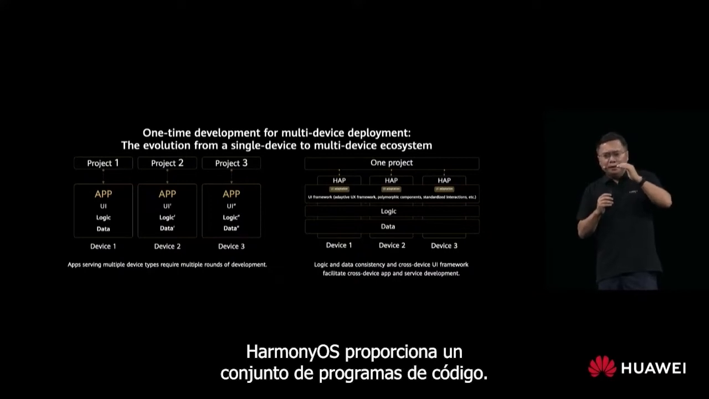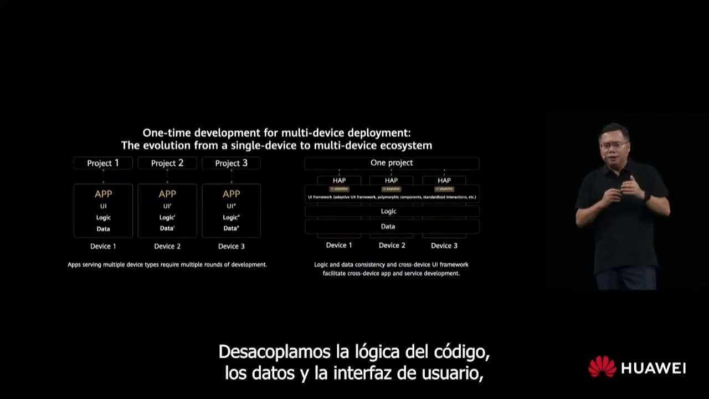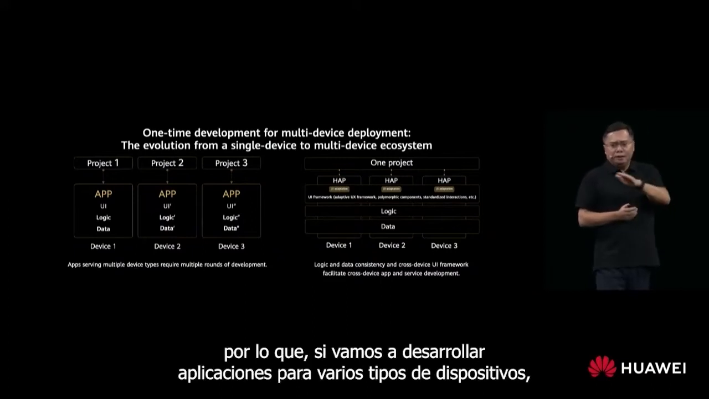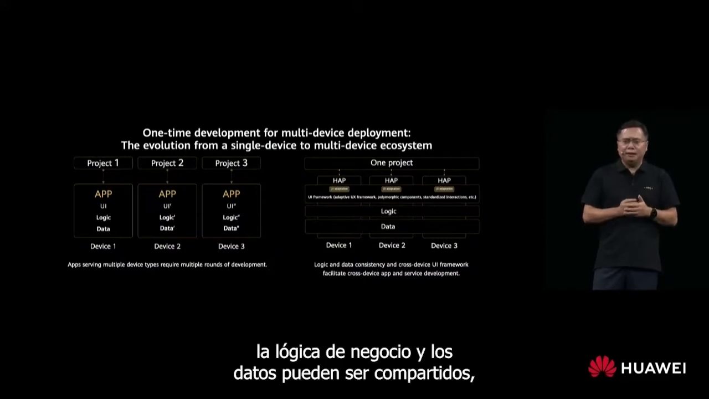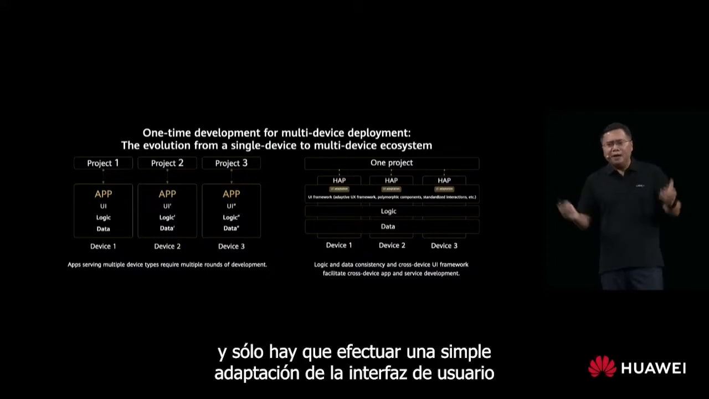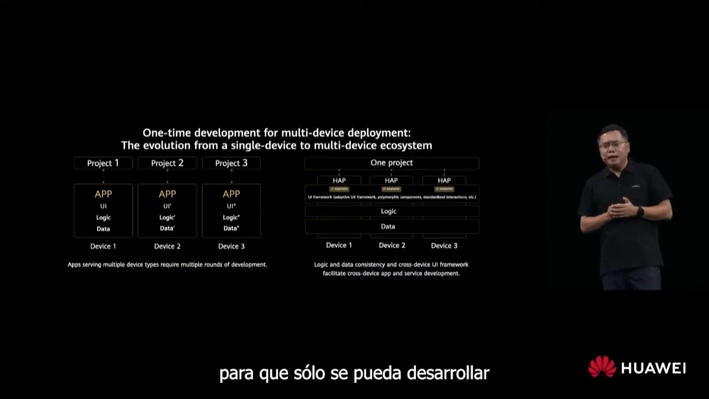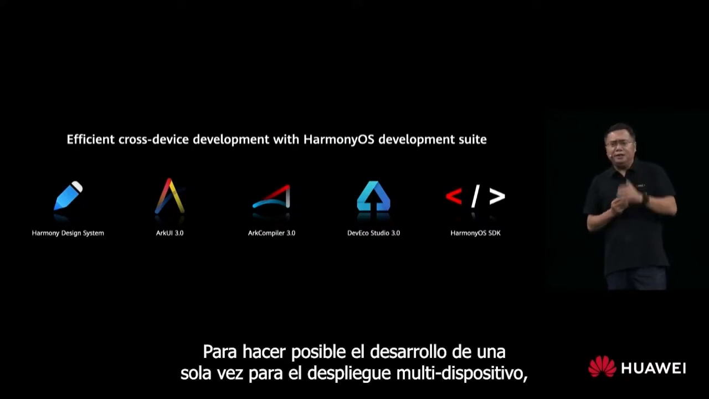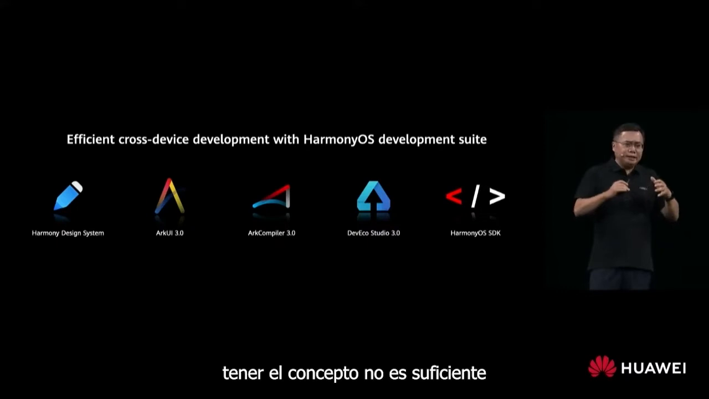HarmonyOS provides a set of code program. We decoupled the code logic and data and UI. So if we are to develop applications for different types of devices, the business logic and data can be shared. And you only need to do a simple UI adaptation so that you can just develop one time for multi-device deployment.